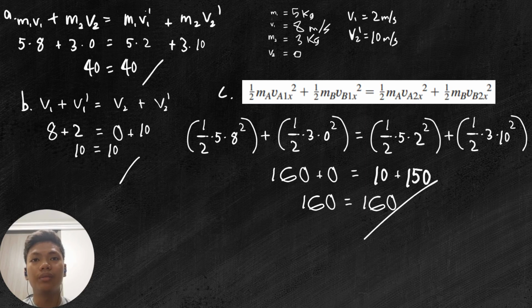For any collision, be it elastic or inelastic, momentum is always conserved. This question is an elastic collision. Based on the problem, it says it is a perfectly elastic collision, meaning that the kinetic energy is also conserved. However, it is not conserved for an inelastic collision. So, since this is an elastic, it is conserved.